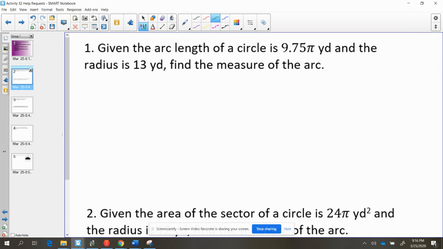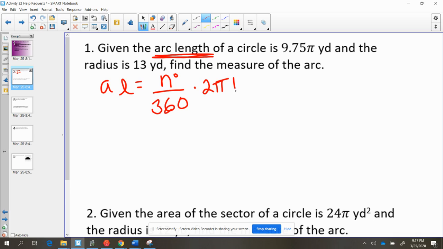Some of the questions you guys have been asking about are the ones like number 1 and number 2 from the 32-2 practice, in which we are looking for the measure of the arc given either the arc length or the area of the sector. You have to use some close reading strategies here, because notice they're giving you the arc length. That should trigger for you that we are using the arc length formula. A reminder that arc length is a fraction of the circumference: n degrees divided by 360 times the circumference. So this is the formula.